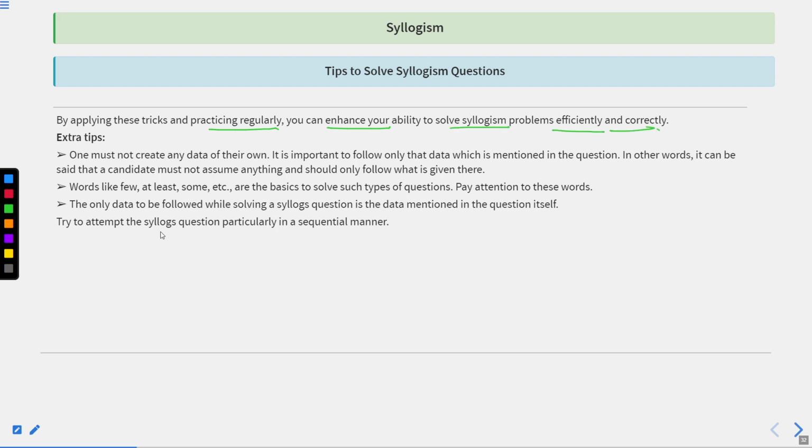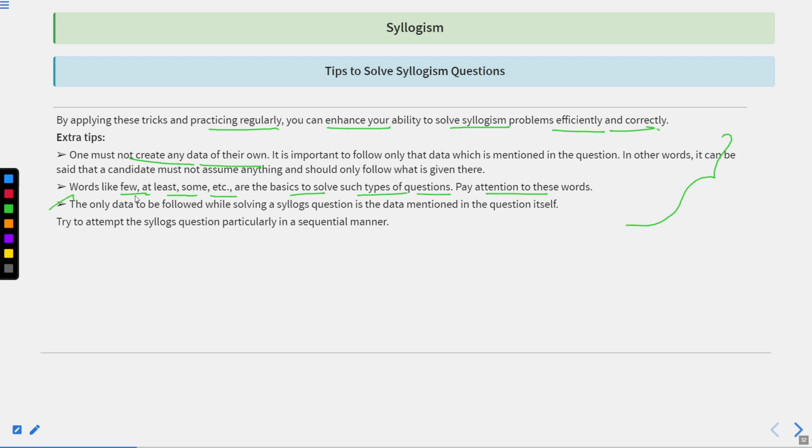Then all these things are the crux of what we have already studied: one should not create their own data in their mind. If X are Y, then I will assume by myself that Y will be Z. You cannot assume. Whatsoever the statements are, you strictly adhere to them. Words like few, at least, some, etc. are the basics to solve such types of questions. Pay attention to these words.